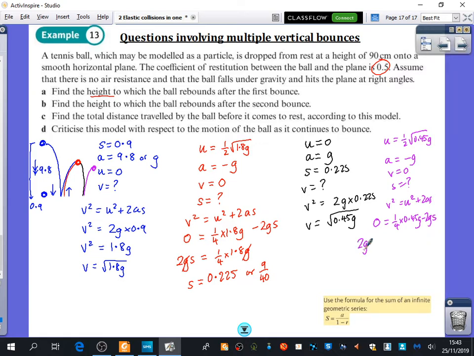So you get 2gs equals a quarter times 0.45g. The g's cancel, and when we divide it by 2, you get 0.225 divided by 2, which is 0.1125 meters, or 9 over 80. Hang on, I've done that wrong. 0.45 times 0.25. Sorry, I've done that wrong. It should be 9 out of 160.